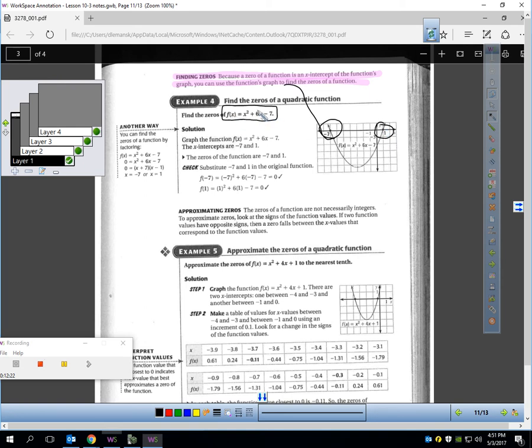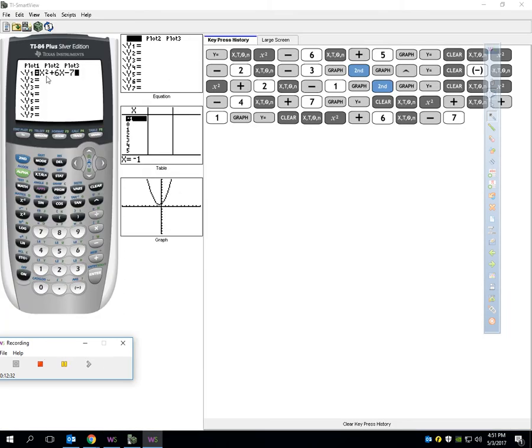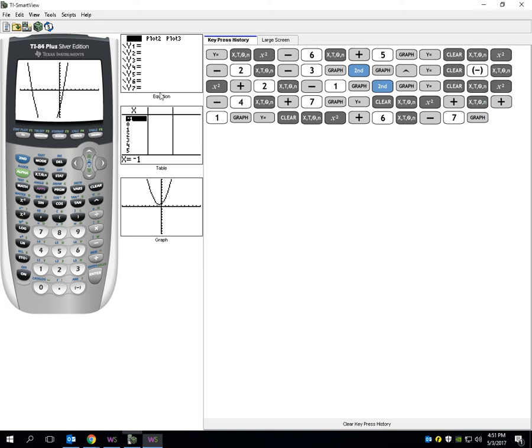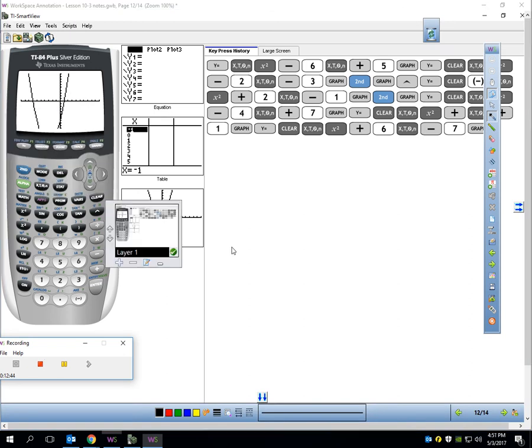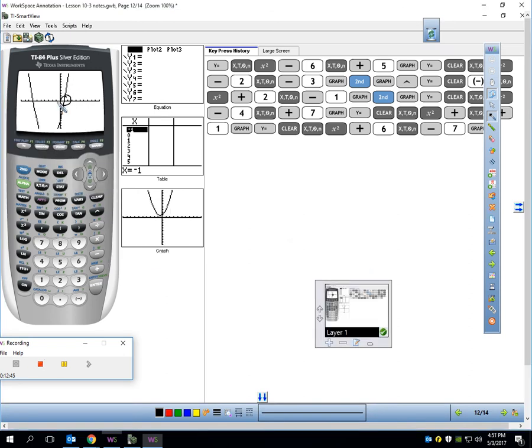So let's actually plug that one in too. I just went ahead, plugged it in, and hit graph, and you can see, just like the book has, my 2 solutions. One solution is here at positive 1, and 1, 2, 3, 4, 5, 6, 7. The other solution is negative 7.